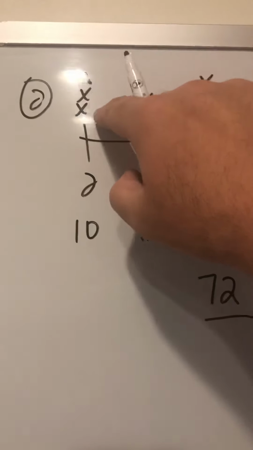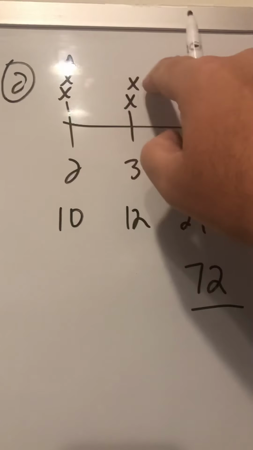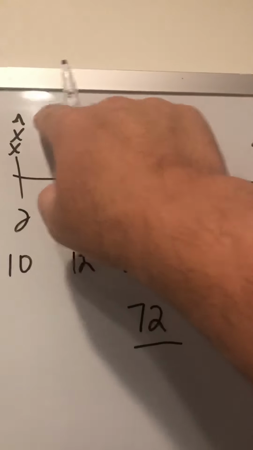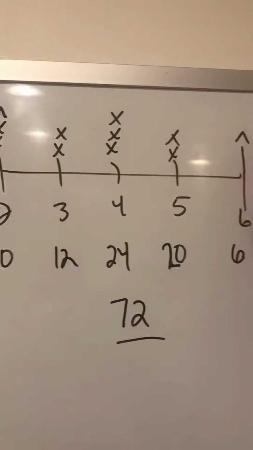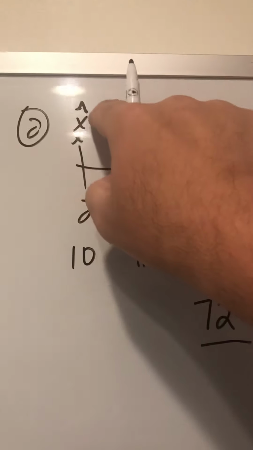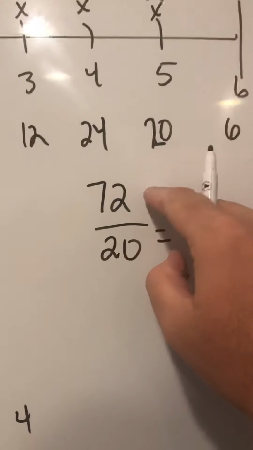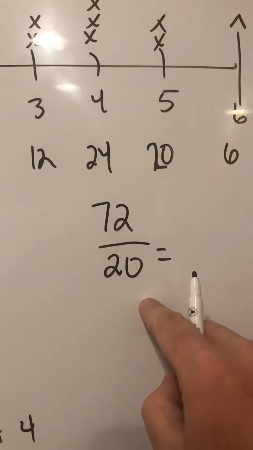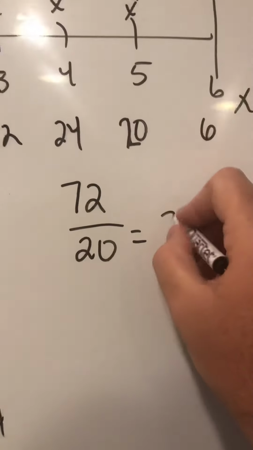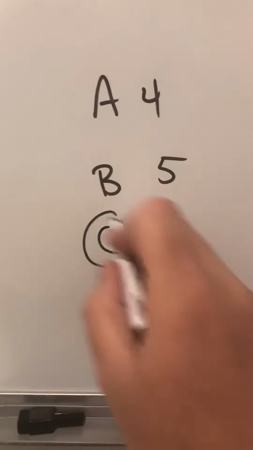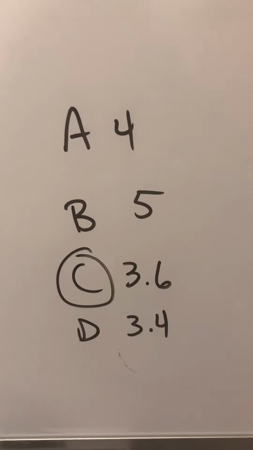Now remember, each of these are 2, so that's 2, 4, 6, 8, 10, 12, 14, 16, 18, and then we have 2 halves. The halves actually equal 1. So that's 19 and 20 total. So we take our total 72, divide by how many students there were, 20. That gives me 3.6. And if we notice down here, that answer is C.